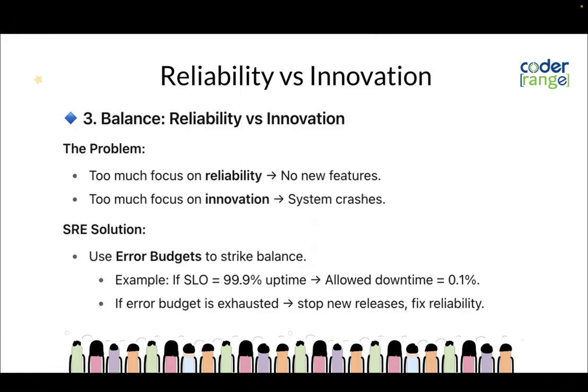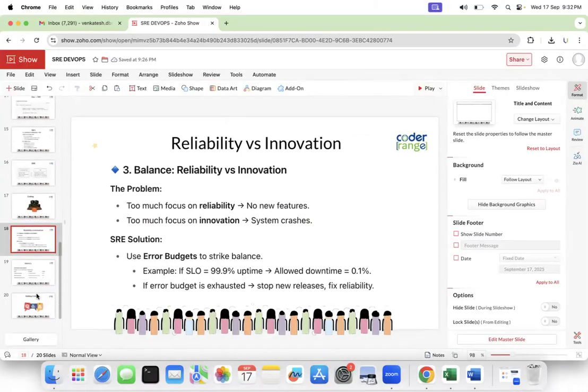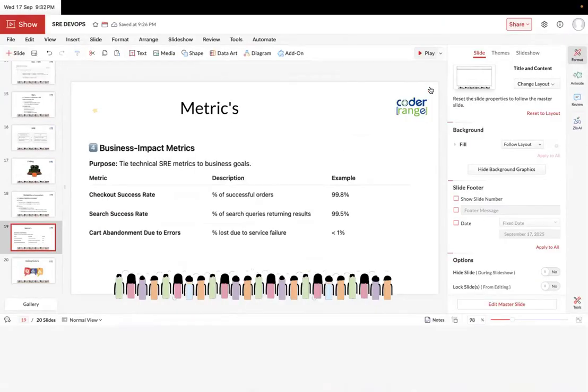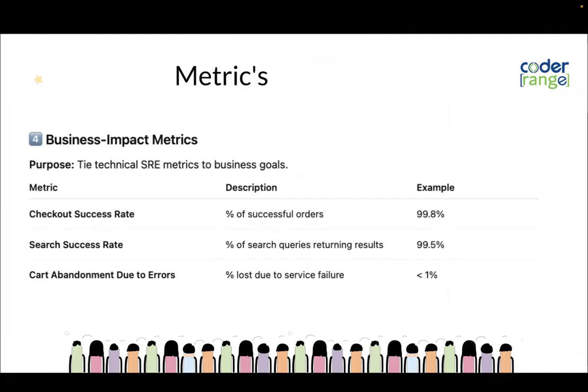We implement that with SRE principles, and that is what we are going to discuss in the upcoming sessions. But before that, I will talk about the business metrics that companies keep. The important business metrics that companies check in SRE depend upon the product. Suppose you take Flipkart. They check SRE metrics like checkout success rate, the percentage of successful orders. They want to see a 99% successful checkout rate. Search success rate, they say 99.5%. Cart abandonment due to errors, they want to see less than 1%. These are critical business metrics that they keep according to the product.